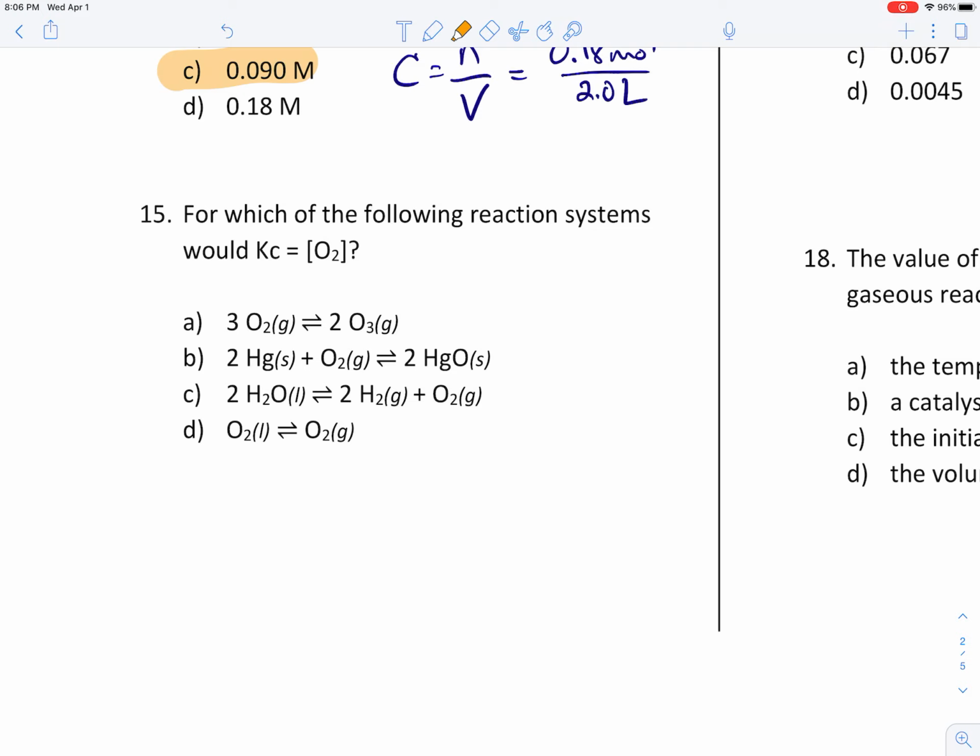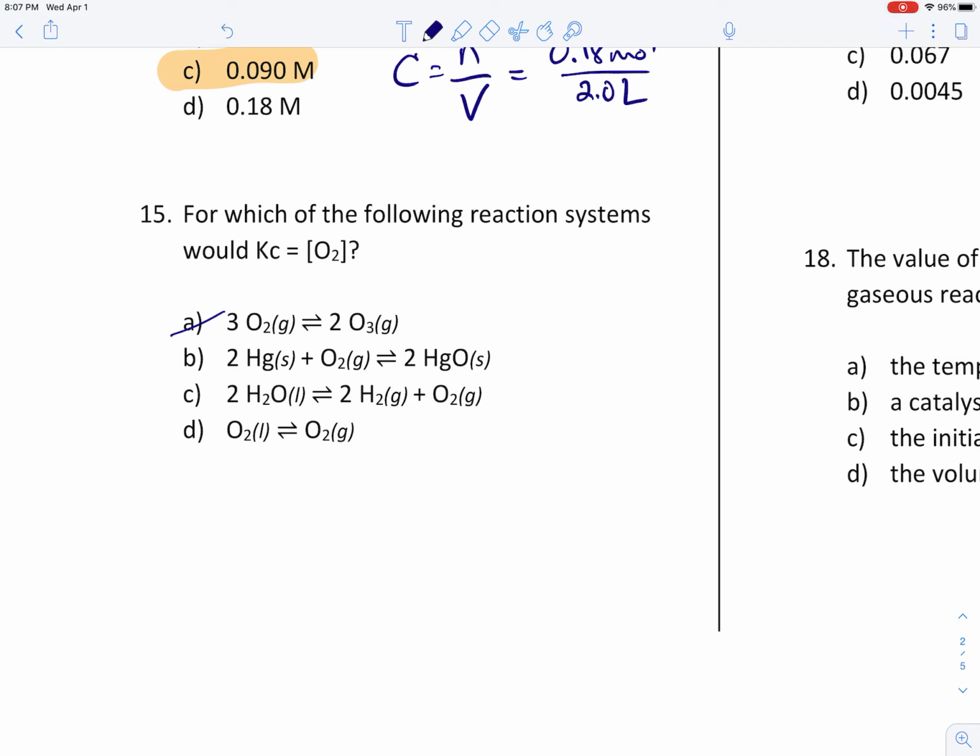So for which of these reactions would Kc simply equal the concentration of oxygen? So in part A, we'll just go through each one of them. In part A, the reactants and products are gaseous, so that's a homogeneous gas phase equilibrium. Its Kc is going to have ozone in the numerator and oxygen in the denominator. It's not going to simply equal oxygen's concentration, so we can rule out A.